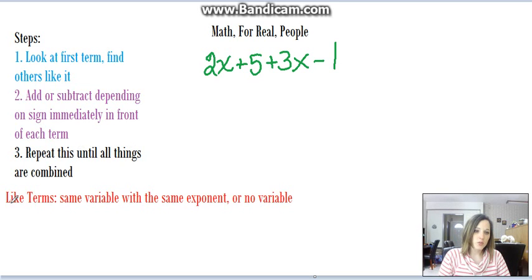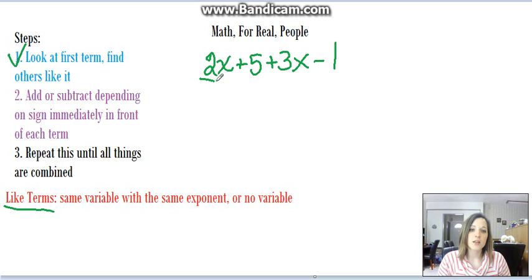So let's just make sure we understand like terms. First of all, like terms mean that they have the same variable with the same exponent. That's a like term. So let's just do the steps together. Let's do one step at a time. Don't look at them all at once. You want to first look at the first term and find others like it.